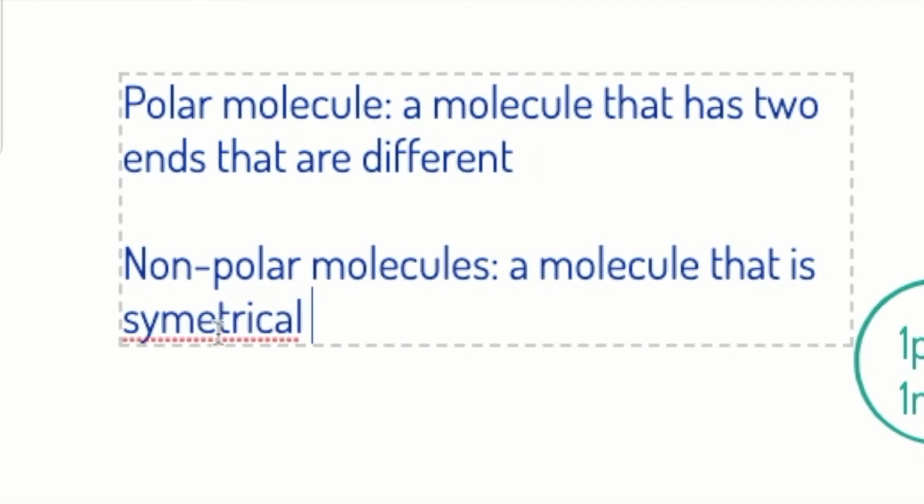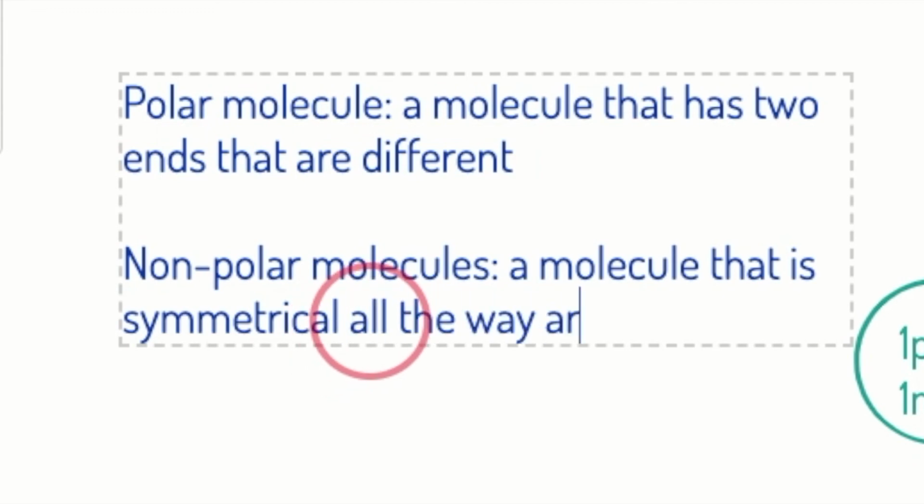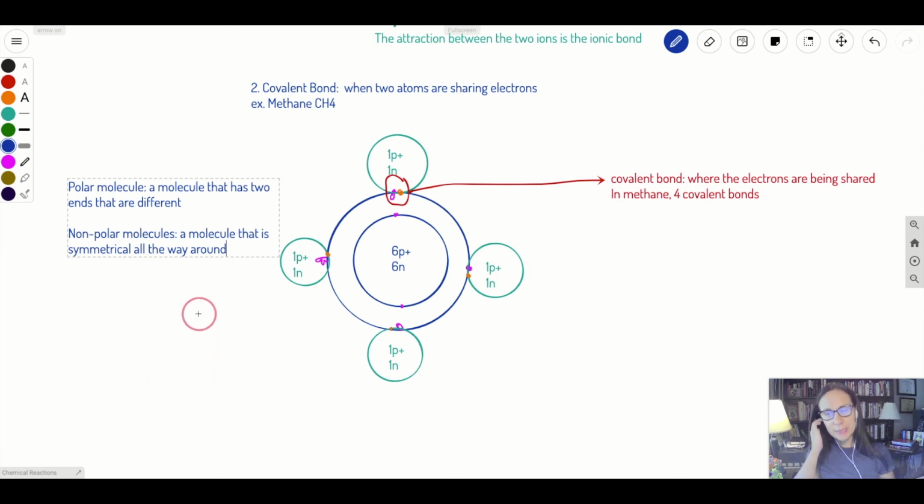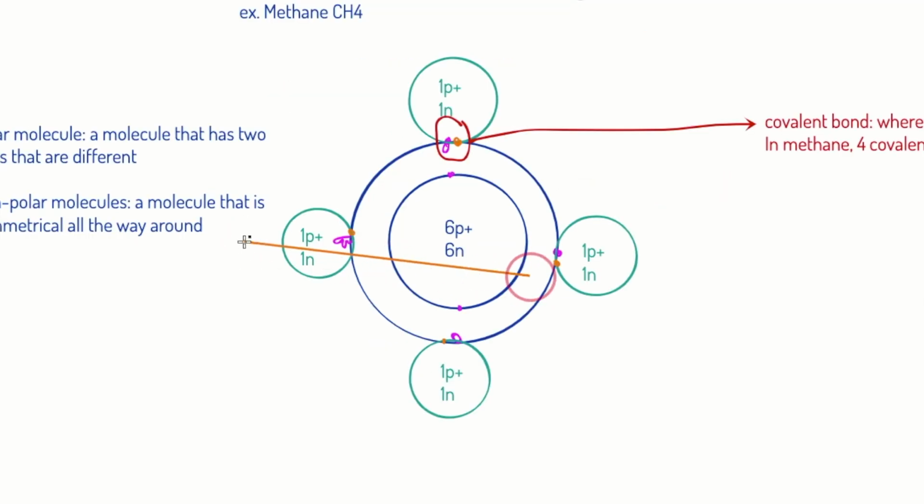I knew I was going to misspell that. Symmetrical means the same on both ends, all the way around. What that means is, if I were to split this molecule in half, let's say I split it this way, I'm going to draw this in orange. The top is exactly the same as the bottom. So they're not different. I'm going to erase that line.